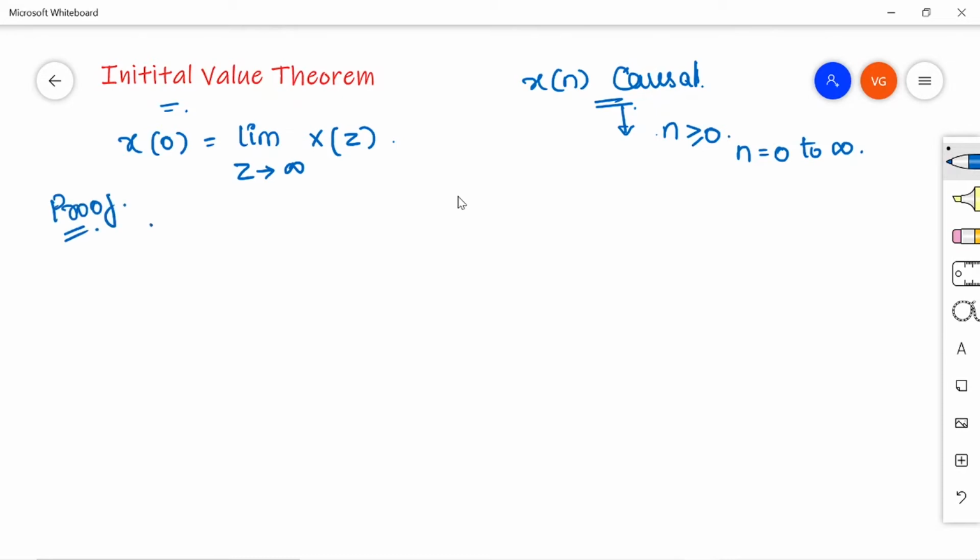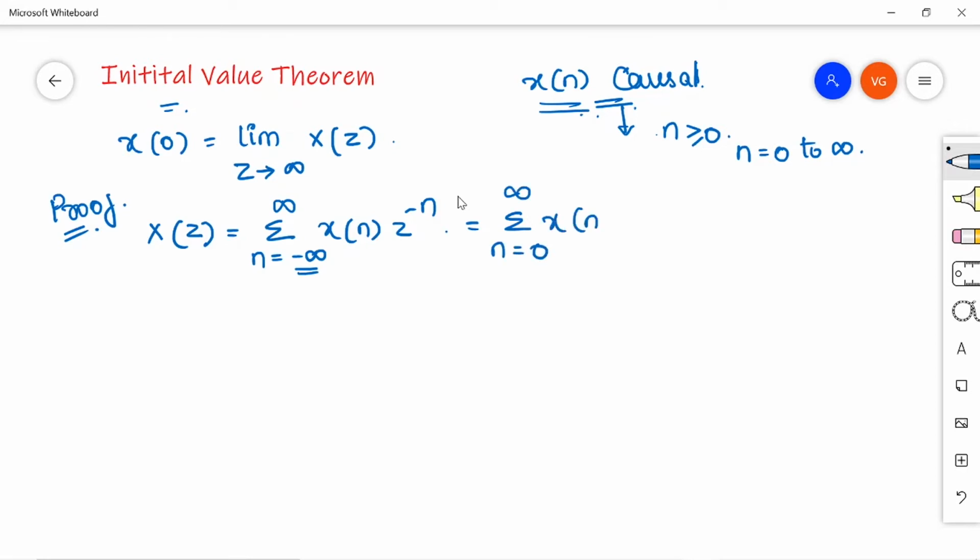Let us see. As you know, X of z is equal to sigma n running from minus infinity to infinity x of n z power minus n. Now, as I am saying, x of n is a causal sequence. The summation changes to sigma n running from 0 to infinity x of n z power minus n. Understood, right? Here n exists only from 0 to infinity. Minus infinity to 0, that part is 0. So, this is your causal sequence. Causal means it exists only for n greater than or equal to 0.